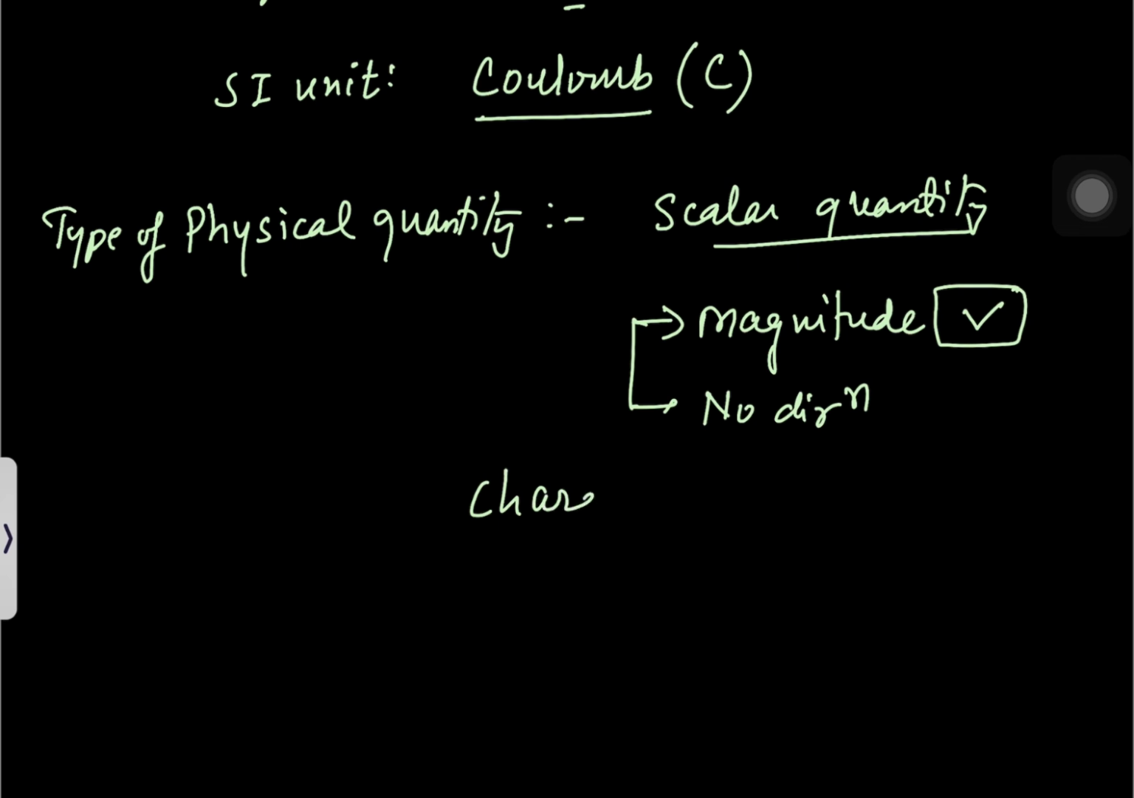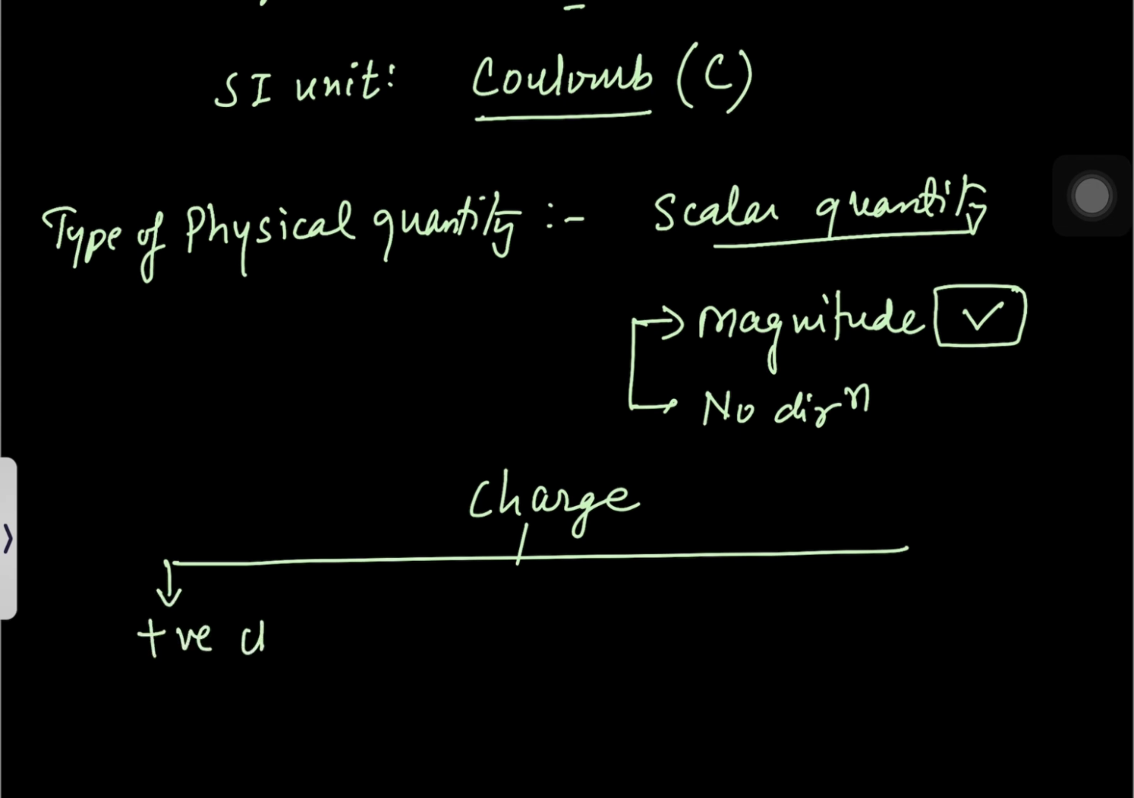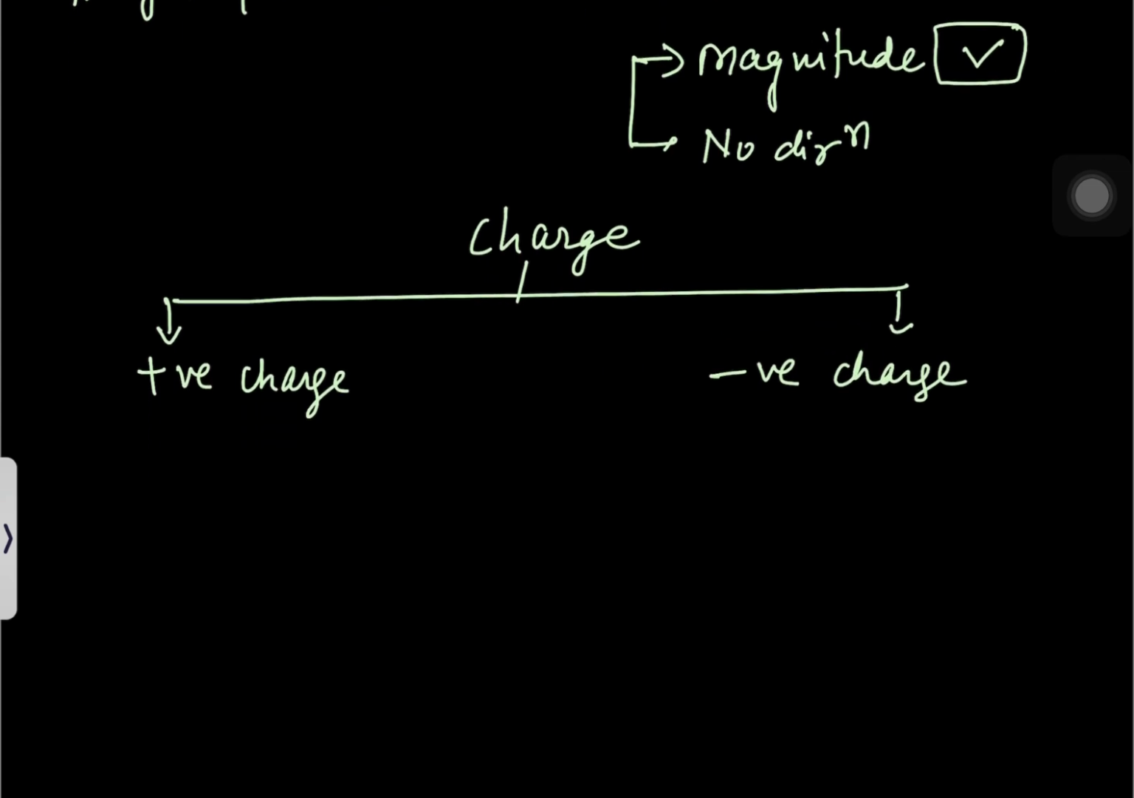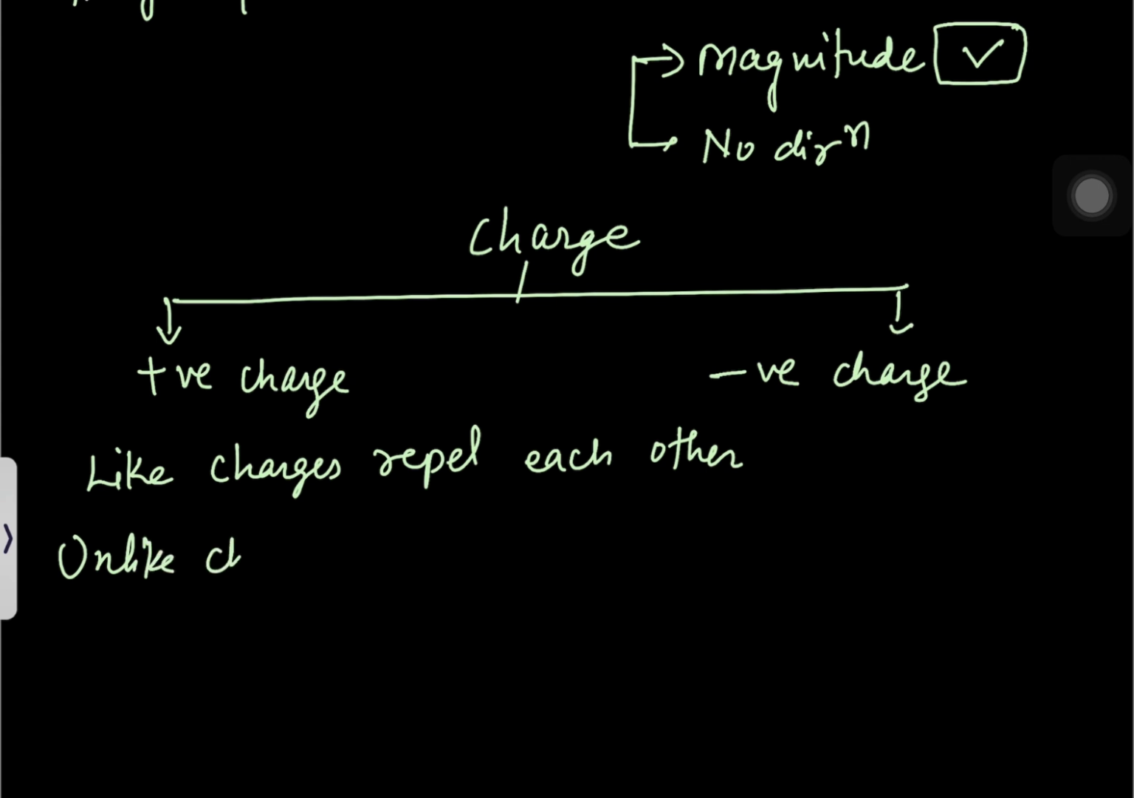We know that if I want to classify the charge, so charge can be classified as positive charge, negative charge. Simple. And one of the interesting properties of the charge, which we have been reading since childhood, is that like charges repel each other. And unlike charges attract each other.